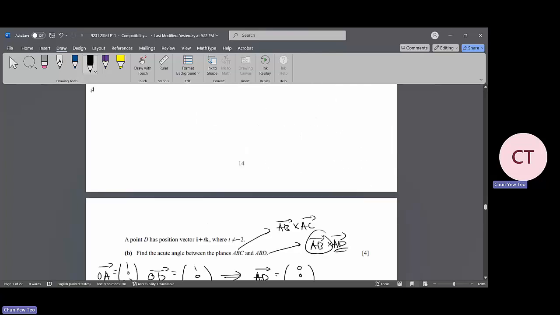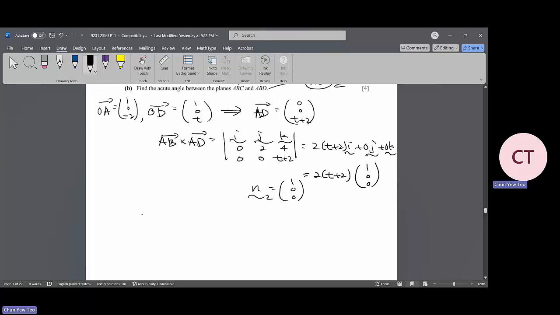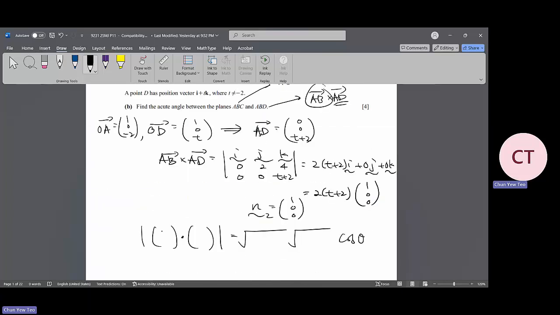How do you find the acute angle between these two planes? So the formula will be the modulus of normal vector number 1 dot with normal vector number 2, over the product of their magnitudes. Normal vector number 1 just now is 3, 2, negative 1. So 3, 2, negative 1.